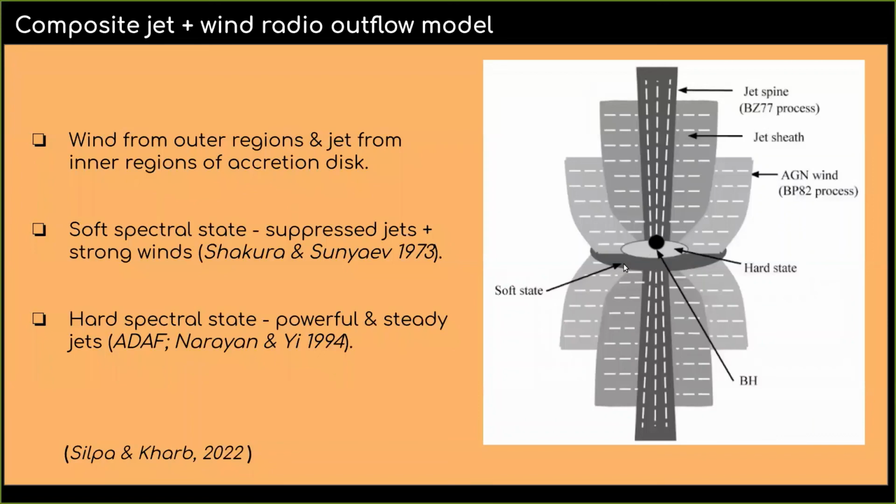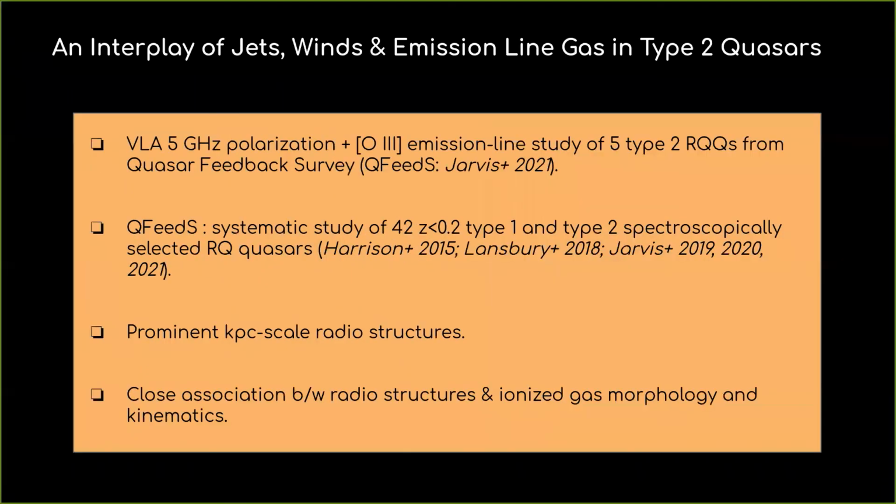We suggest that the winds are launched from the outer regions of the accretion disk, which are in soft state, characterized by the Shakura and Sunyaev 1973 model. The jets are launched from the inner regions of the accretion disk, which is in hard state and characterized by the advection-dominated accretion flow. So such a coaxial outflow would appear co-spatial in projection, like what we see in our sources.